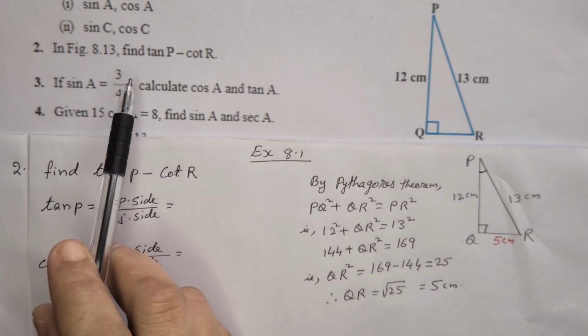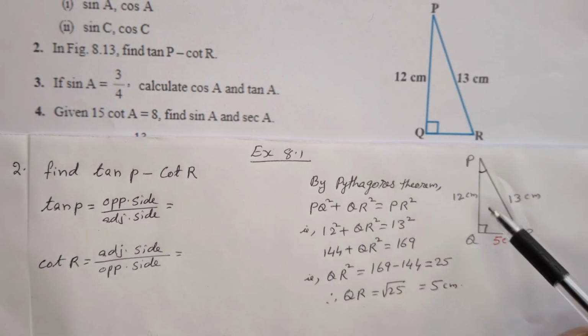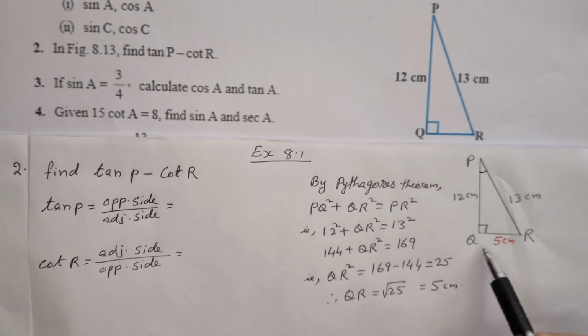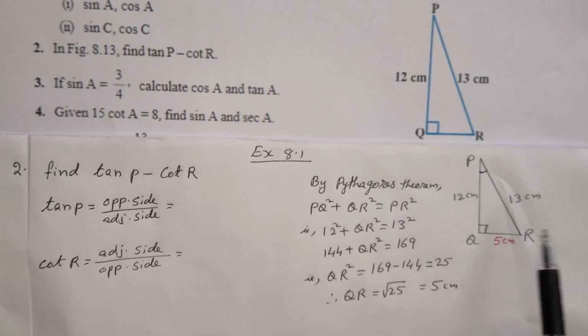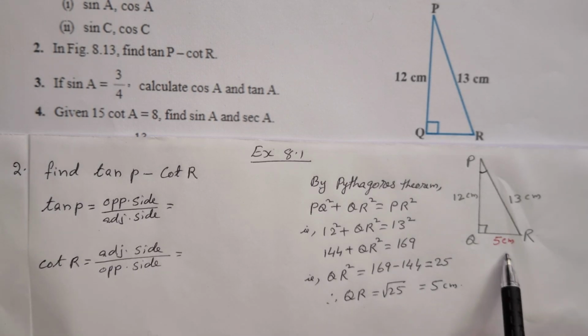Second question, in the figure, find tan P minus cot R. Here PQ is equal to 12 cm, PR is 13 cm. Then we have to find the third side, QR. By Pythagoras theorem, PQ square plus QR square is equal to PR square. So 12 square plus QR square is equal to 13 square. That means 144 plus QR square is equal to 169. That means QR square is equal to 169 minus 144 is equal to 25. Therefore QR is equal to root of 25, that is 5 centimeter.